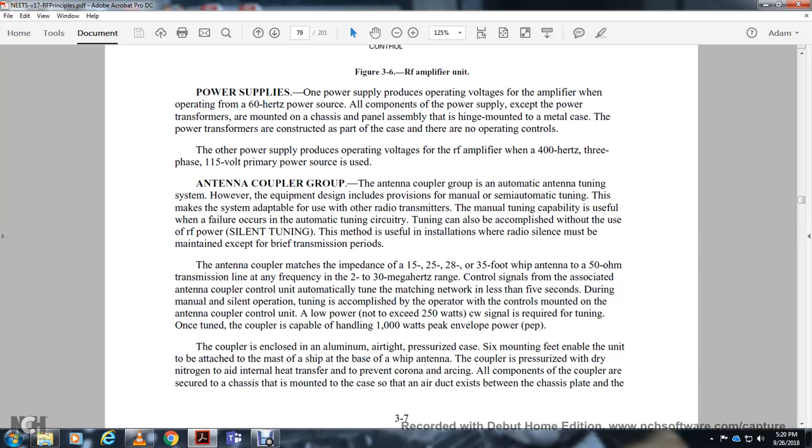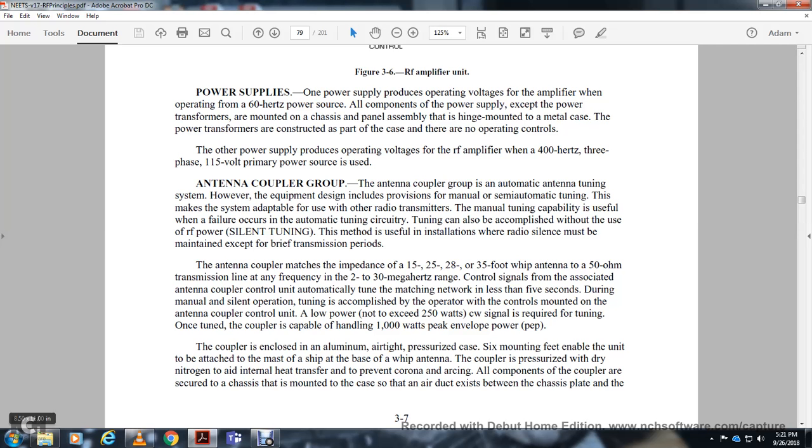The power level should not exceed 250 watts continuous wave. The signal required for tuning the coupler through the cable is a 1,000 watt peak envelope power. The coupler is enclosed in an aluminum airtight pressurized case with a pressure gauge. Six mounting feet enable the unit to be attached to the mast ship at the base of the whip antenna.